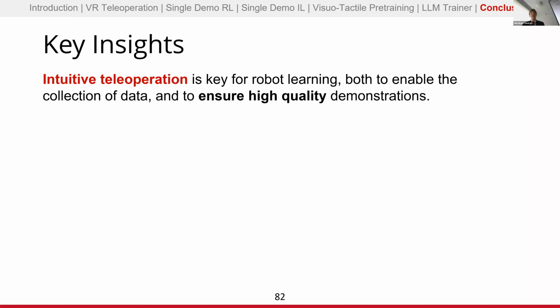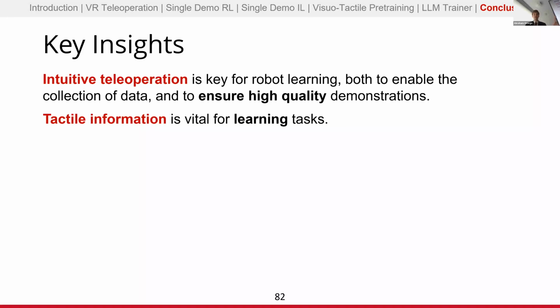So, in conclusion, across the full thesis, here are the key insights. One, intuitive teleoperation is key for robot learning, both to enable the collection of data and to ensure high-quality demonstrations. Just personally, as I've been working throughout all these projects, I noticed that the dataset quality matters a lot. Even just the difference between me collecting the dataset and having a master's student collect the dataset, we see a significant difference in how the trained policy behaves. Not even just the success rate, but the way it acts, so you can see the character of the human behind it.